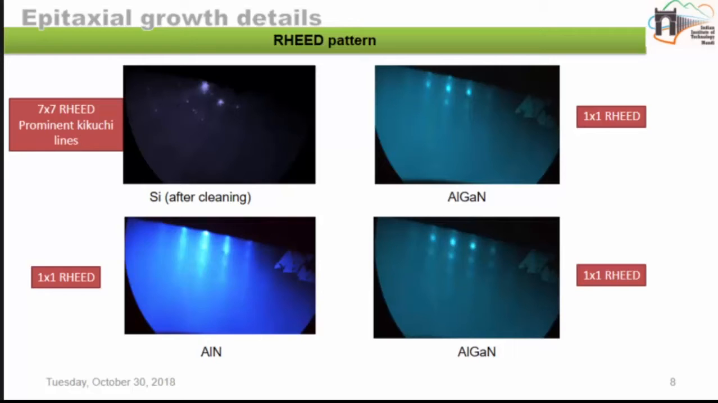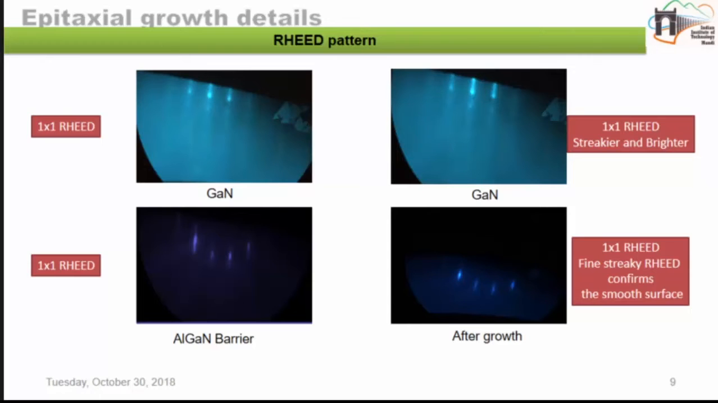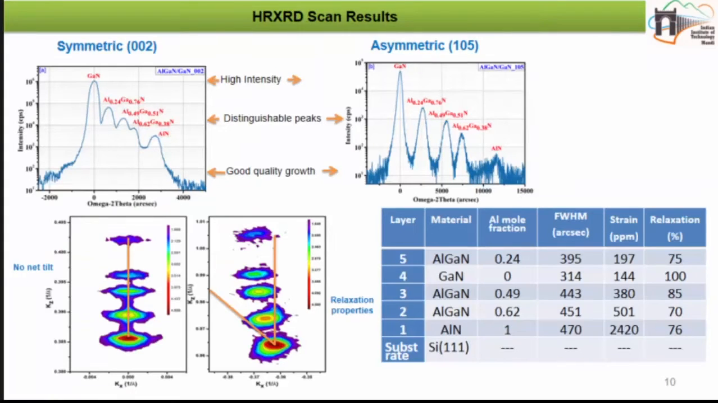Whenever we start growing different materials, it shows streaky patterns, which tell us about the single crystalline nature of the material. In the next slide, you can see the same streaky lines for the AlGaN barrier layer, and this streakiness of the barrier layer and the buffer layer will give a high electron concentration at the heterointerface, which will inherently give more sensitivity.